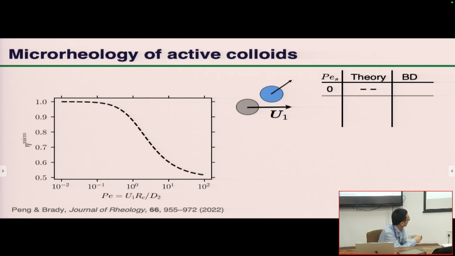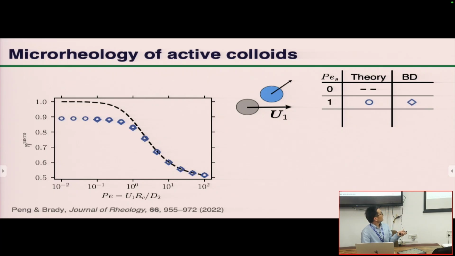So I've again turned off the activity of the blue particle. What happens if you have active particles? Here's an activity Peclet number equal to 1, so it's moderately active. Again, here we're comparing the theoretical result, which is the PDEs we talked about, to a Brownian dynamics simulation. For a moderately active system, we still have this kind of behavior.